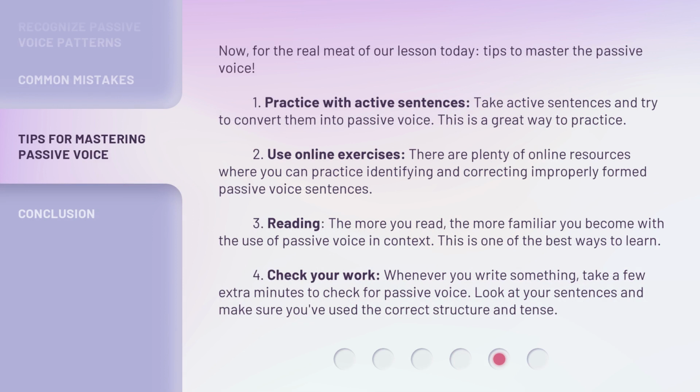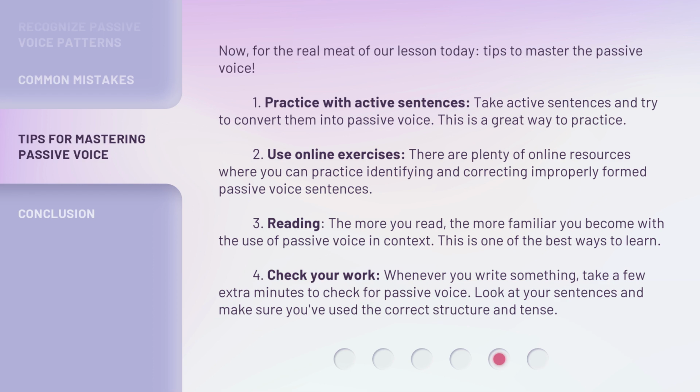Now, for the real meat of our lesson today. Tips to master the passive voice. 1. Practice with active sentences. Take active sentences and try to convert them into passive voice. This is a great way to practice. 2. Use online exercises. There are plenty of online resources where you can practice identifying and correcting improperly formed passive voice sentences.